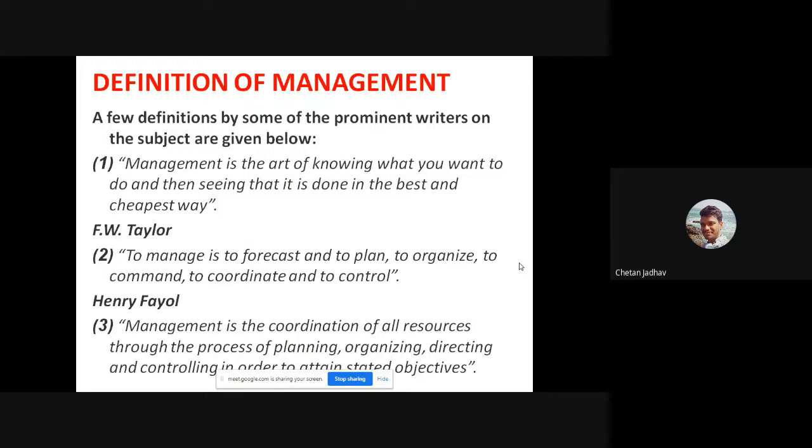The first definition is from Taylor, the second from Henry. In this way, you can define management in different ways as per the organization or company. The important thing is that you should know how, from top level management to bottom level management, they manage all these things, how they implement their rules and guidelines to the employees or middle level manager. In this way, each and every manager has their separate rules.